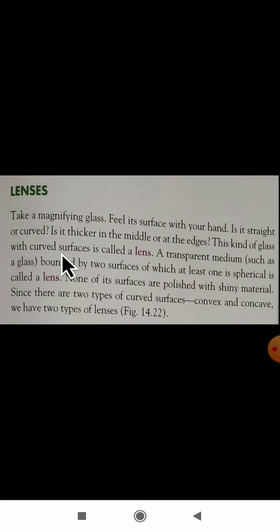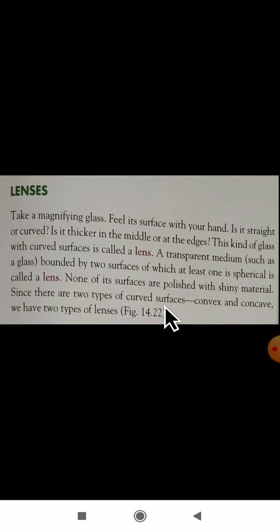A lens is a transparent medium such as glass. Do you know what transparent means? The meaning of transparent is that we can see through it. If an object is kept on one side, we can also see that object from the other side. That is what we call a transparent material. Glass is one of the transparent media. A lens is a transparent medium bounded by two surfaces, of which at least one is spherical. None of its surfaces are polished with any shiny material.